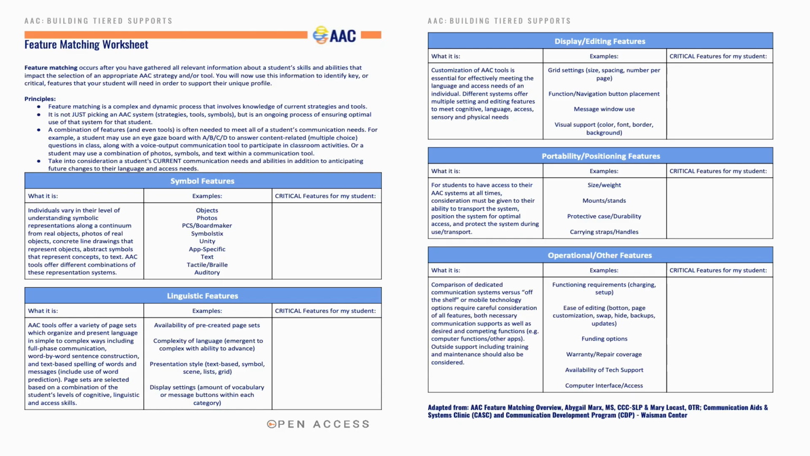Next, we create a list of features that an individual requires for their communication system. Features such as symbol type, objects, photos, line drawings, print, number of items per page, and symbol size. We also consider how the individual will control or access their AAC system. This includes such things as pointing, the use of switches, a tablet, and the use of high or low-tech eye gaze systems.